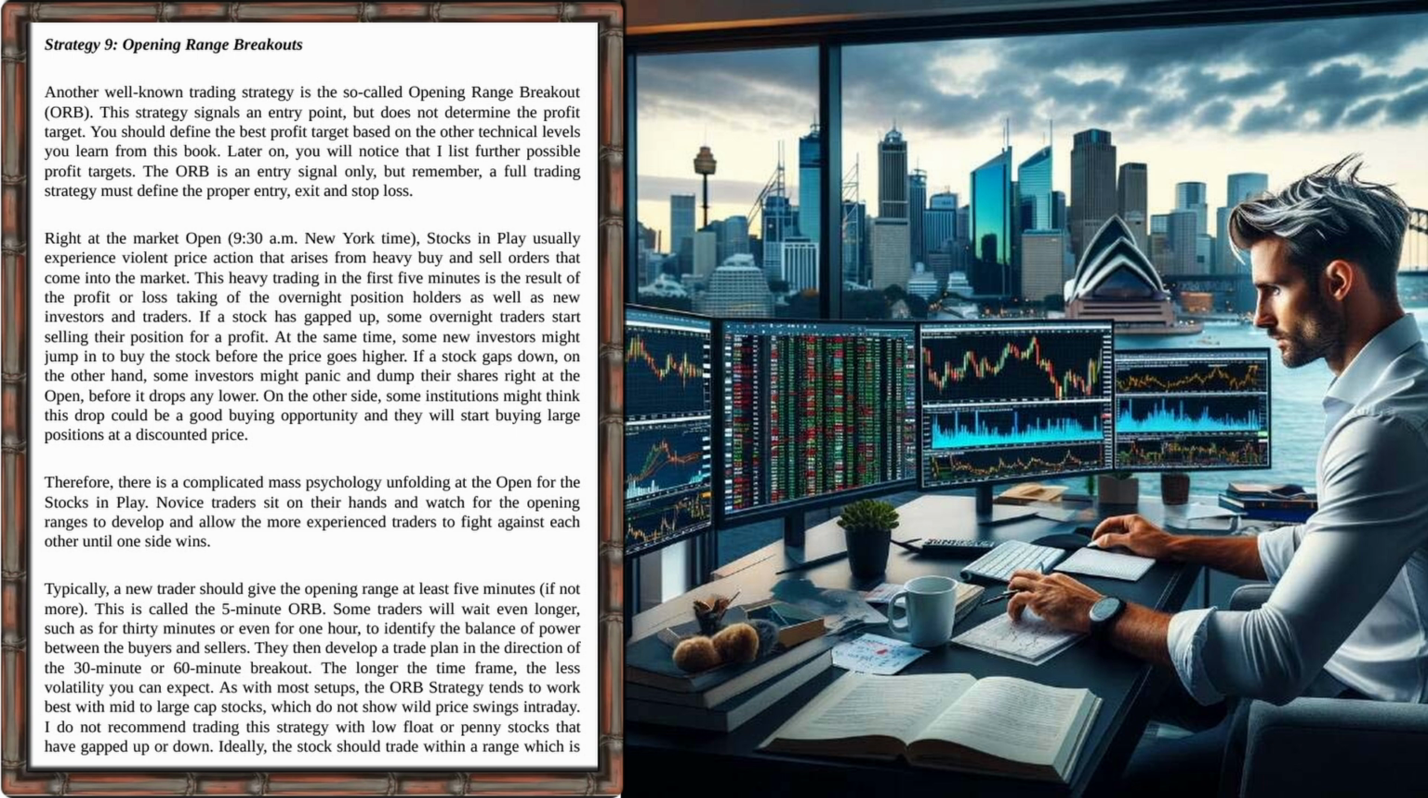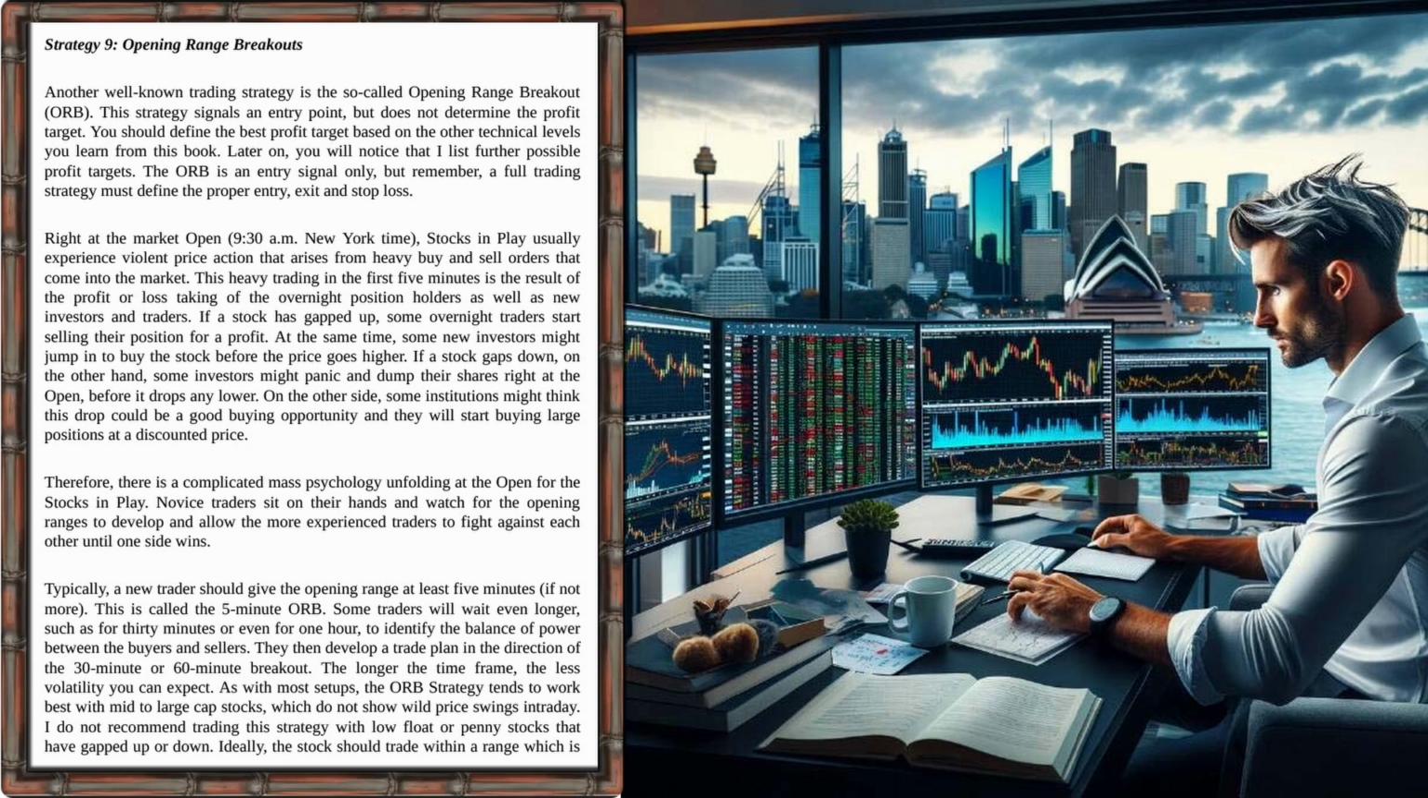Right at the market open, 9:30 a.m. New York time, stocks in play usually experience violent price action that arises from heavy buy and sell orders that come into the market. This heavy trading in the first 5 minutes is the result of the profit or loss taking of the overnight position holders, as well as new investors and traders.